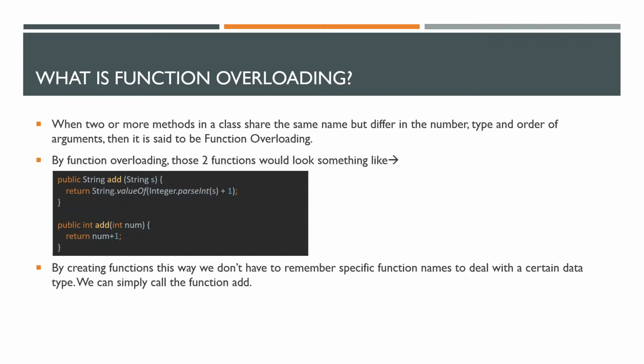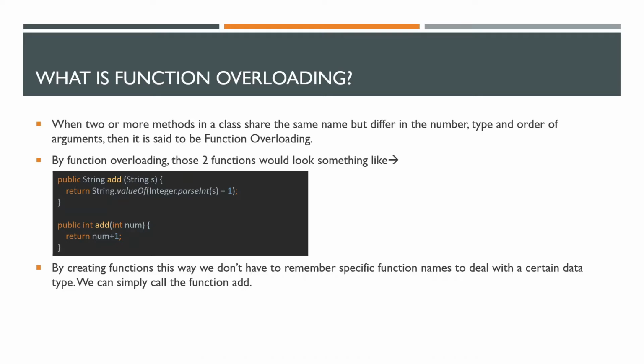Let's look at the first function, the public string add string s. If we look at it, the argument that we're sending inside is of string value. While if we look at the function below that, which has the same name, it has an int value inside of its arguments.